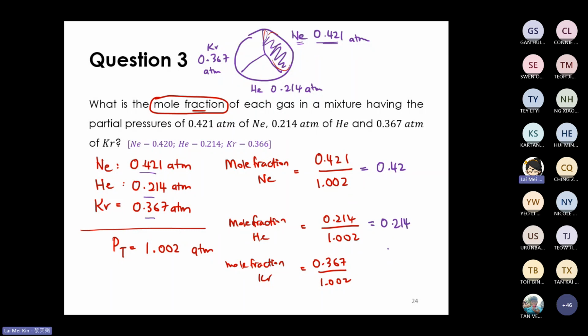0.214, is it? Okay, and the last one, 366. Okay, is there a unit? Why? It's a fraction. Okay, by right you have atm and atm cancels off. If you have this question in mind, what's the unit? Is there a unit? You just try to put in with the unit. Okay, then you know, oh, cancel off, so no unit.